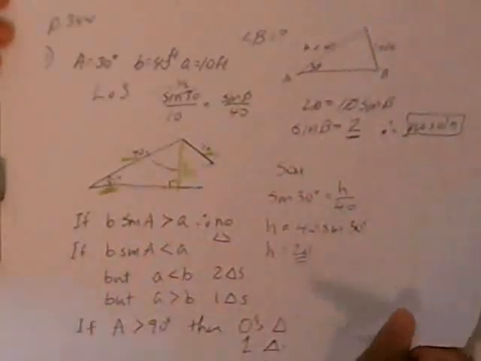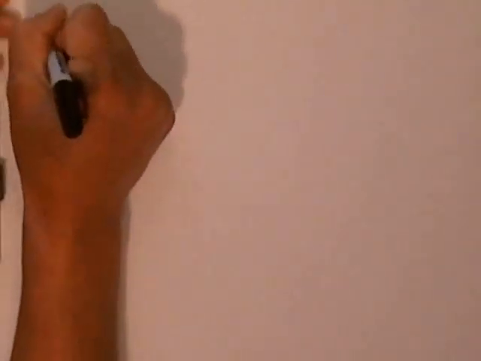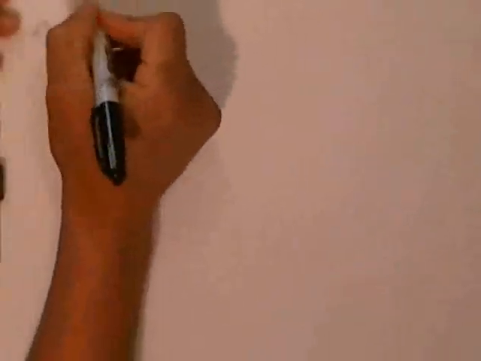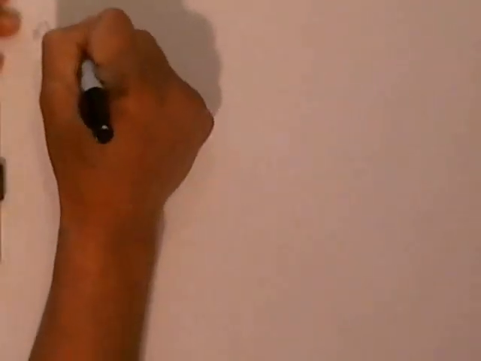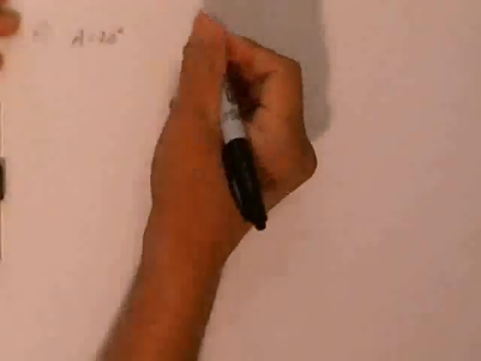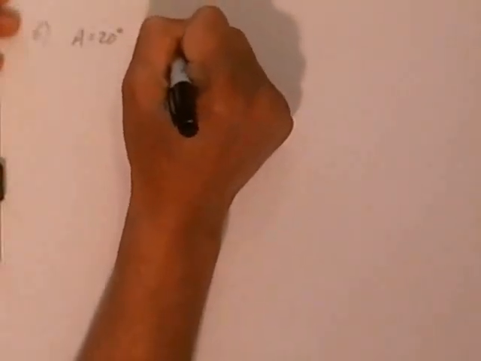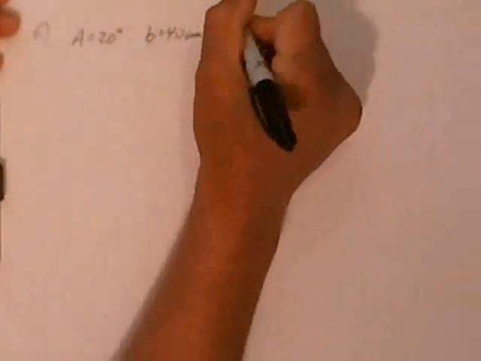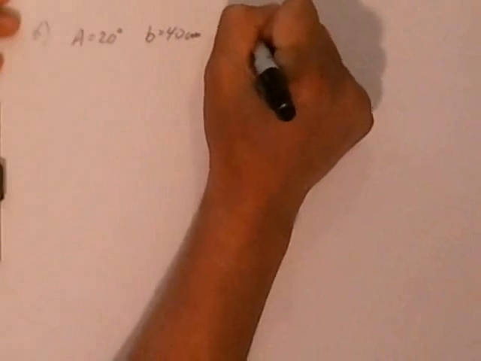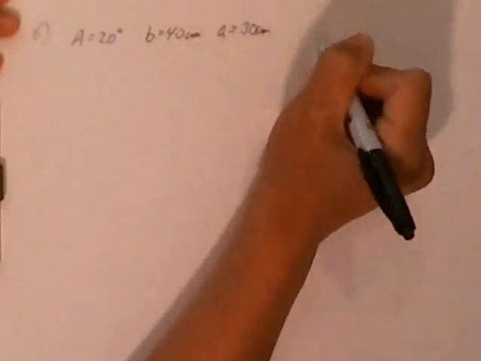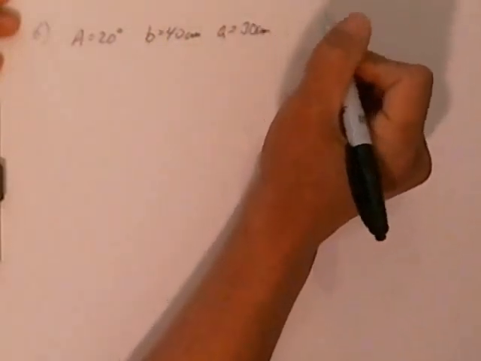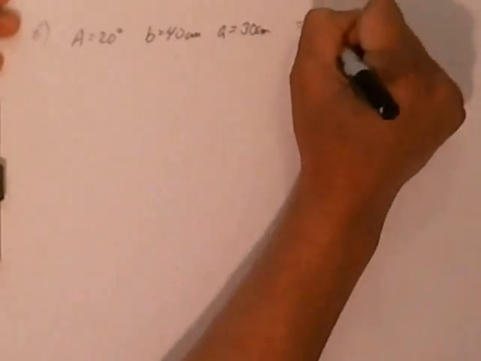So let's try another problem, number 6. Number 6 says that angle A is 20 degrees, b is equal to 40 centimeters, and little a is equal to 30 centimeters. Oh, they use centimeters, doesn't really matter. Show that there's two triangles.